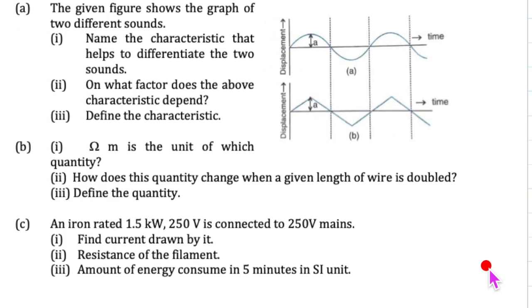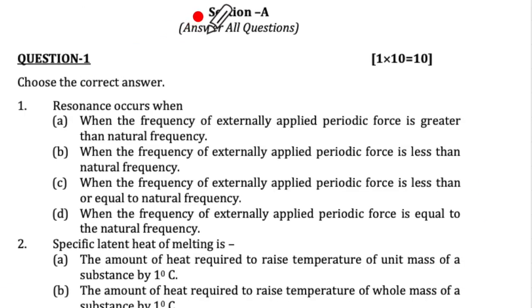So shall we solve the paper? As you know, section A is question 1, which is of 10 marks. And these are all MCQs. Let's look at question 1. Resonance occurs when? Now, when does the resonance occur? When the frequency of the externally applied periodic force is not greater, not less than or equal to, but when it is equal to. So, first answer is D.